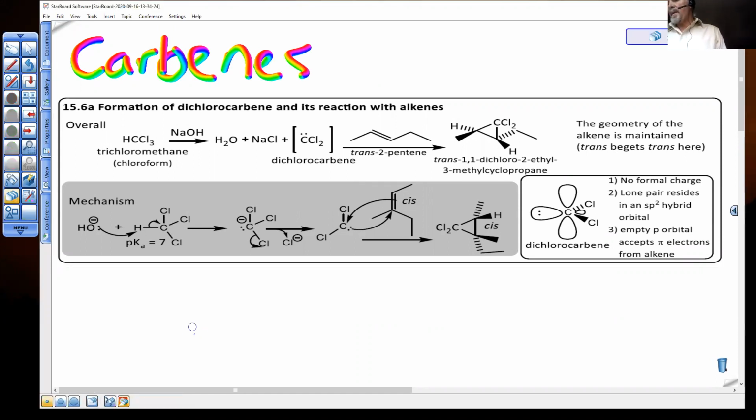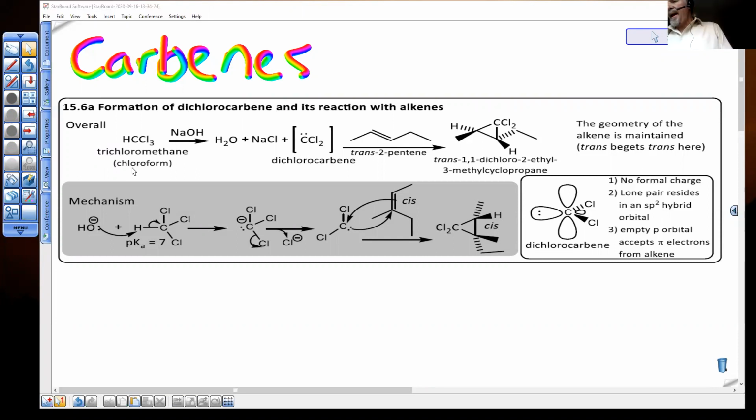Carbenes. Here we have a carbene. And how do you make this carbene? It's a fairly simple process. This is trichloromethane, better known as chloroform.